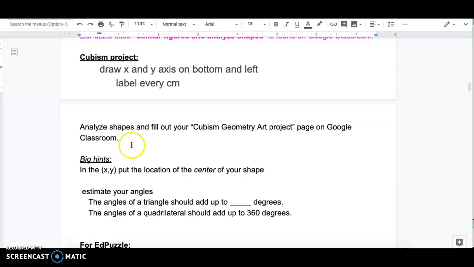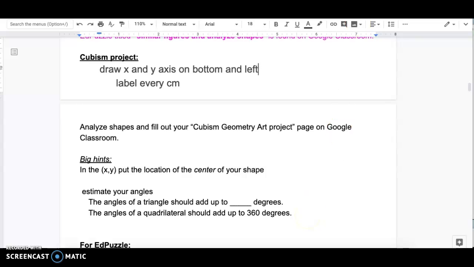So what you're going to be doing this week is analyzing your shapes and filling out the Cubism Geometry Art Project page on Google Classroom. And I assigned one to each of you, so I believe you should be able to fill it out on computer on the actual Google Classroom page. You're going to also be estimating your angles. And so you should know that the angles of a triangle add up to a certain number of degrees, and the angles of a quadrilateral add up to 360 degrees.